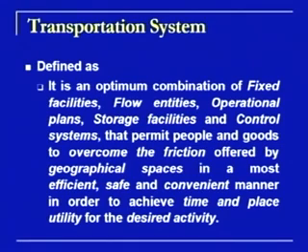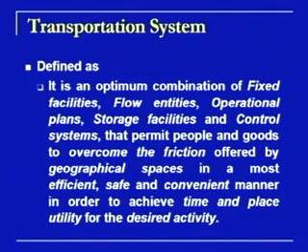Now we start with the importance of transportation system. As you have seen, we have different systems working by which we can transport not only the passengers but the goods. In general, the transportation system can be defined by using this definition, which includes a number of characteristics of any transportation system taken in general. It is an optimum combination of fixed facilities, flow entities, operational plans, storage facilities and control systems that permit people and goods to overcome the friction offered by geographical spaces in a most efficient, safe and convenient manner in order to achieve time and place utility for the desired activity.